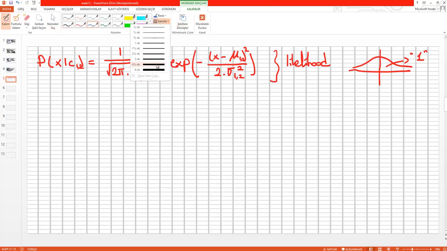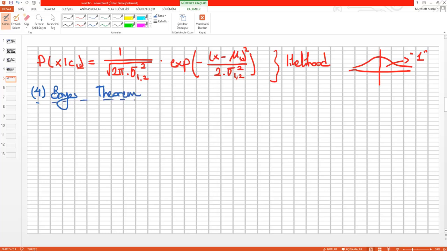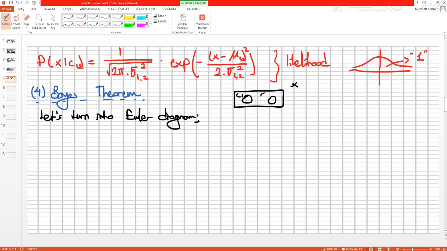just now we should say that this information can be utilized with the Bayes theorem, or building this Bayes theorem. This is the theoretical foundation of this theorem. Because let's turn into the Euler diagram, which means that we have the x, and c1 and c2 are given in here.